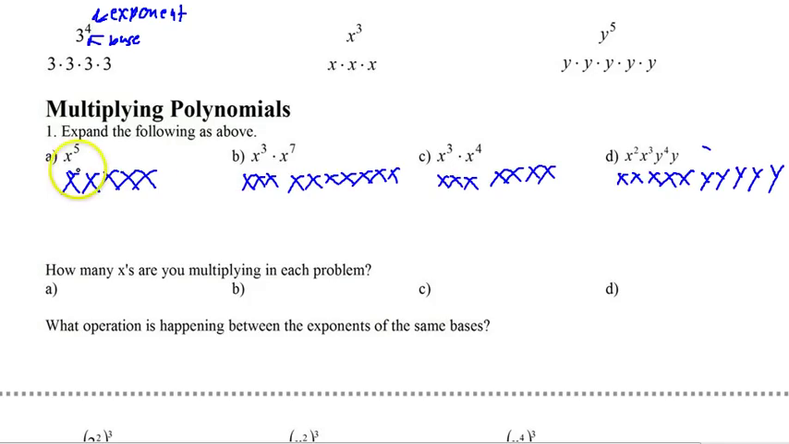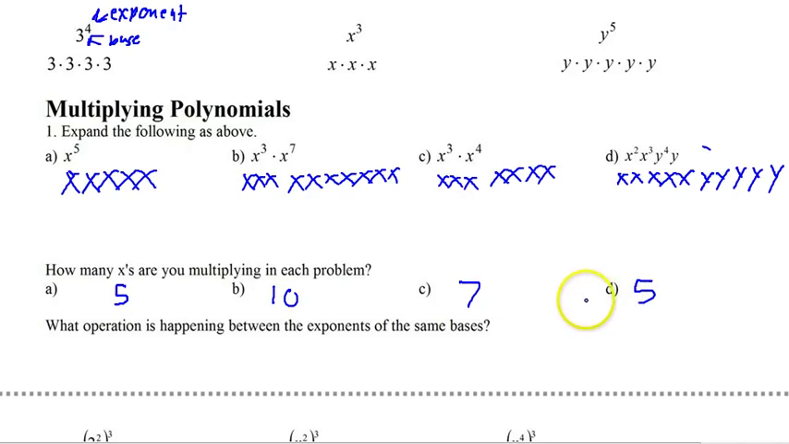Alright, so if they're expanded, x to the 5 would be x multiplied by itself 5 times. Same with x to the 3 and x to the 7. Well, if we count them up, it's 1, 2, 3, 4, 5, 6, 7, 8, 9, 10. So if we answer this question for A, B, and C, how many x's are you multiplying in each problem? The first one's 5. Second one's 10. How many total? Well, 3 plus 4 is 7. And how many x's here? Total of 5. Not about the y's, just the x's for right now.